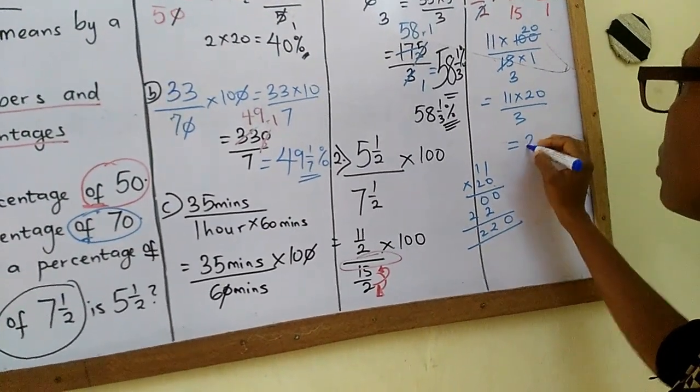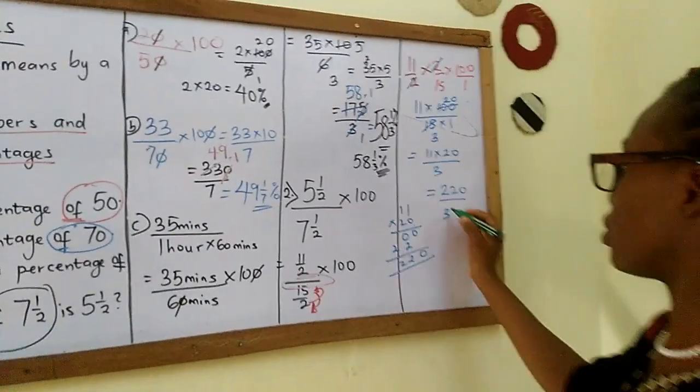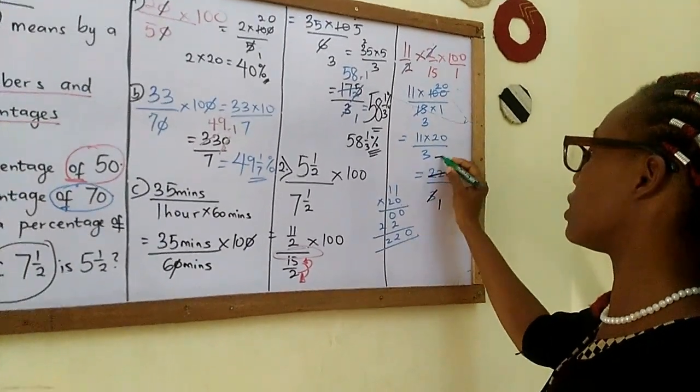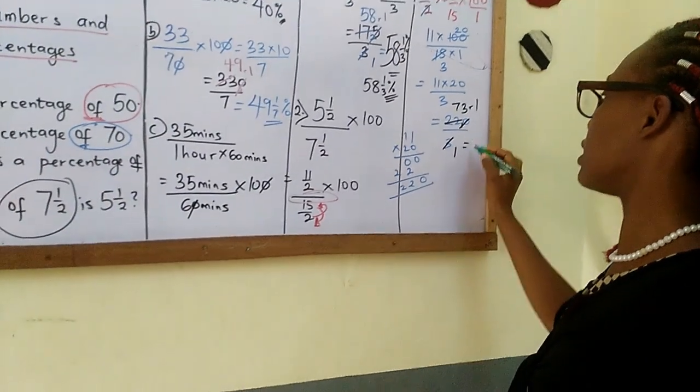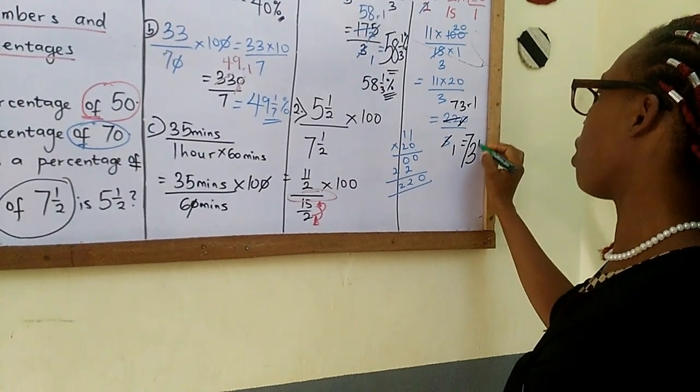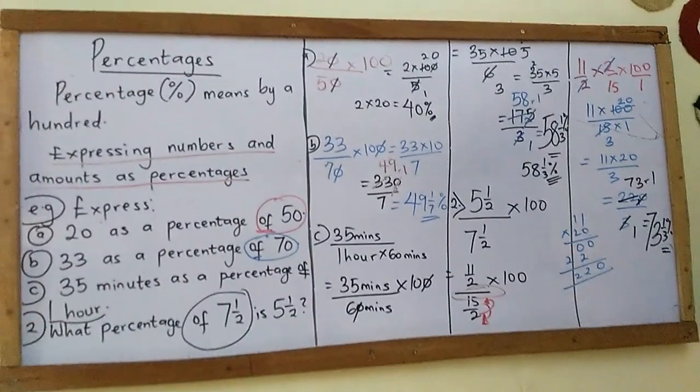Here, we have 220 divided by 3. How many times can 3 go into 22? 3 here is 1, 3 in 22 is 7, remaining 1. 3 in 10 is 3, remaining 1. So our answer is 73 whole number, 1 over 3%.